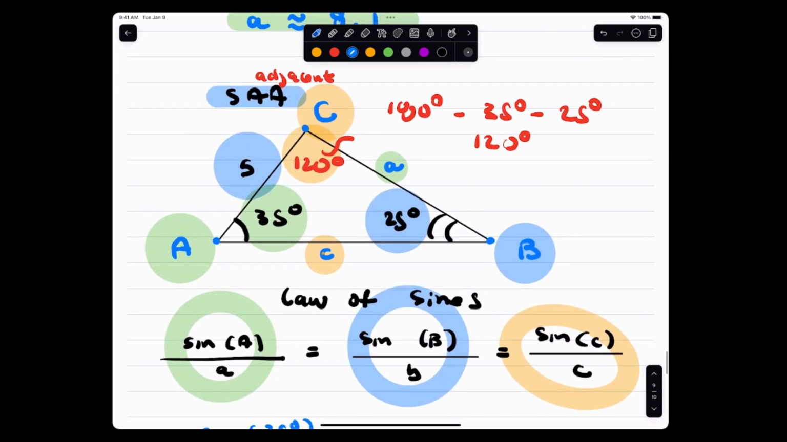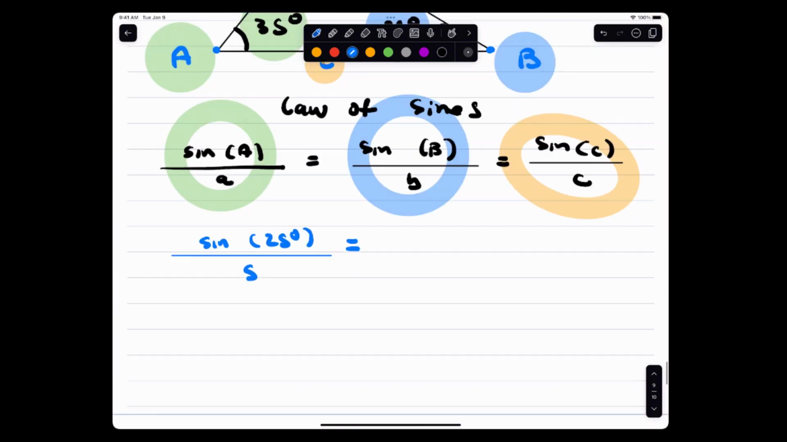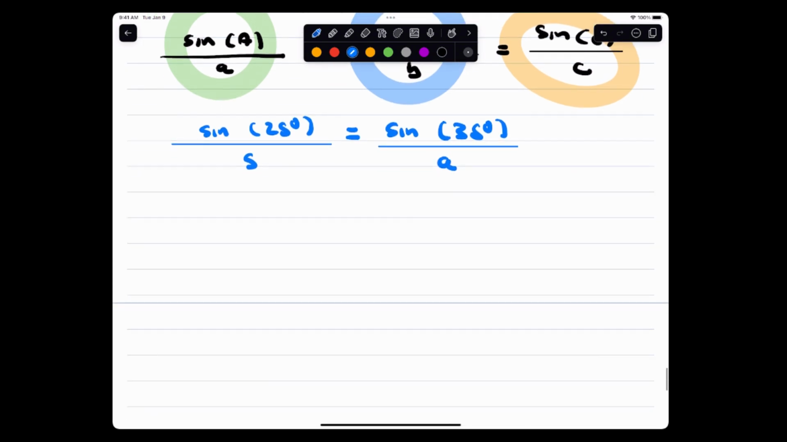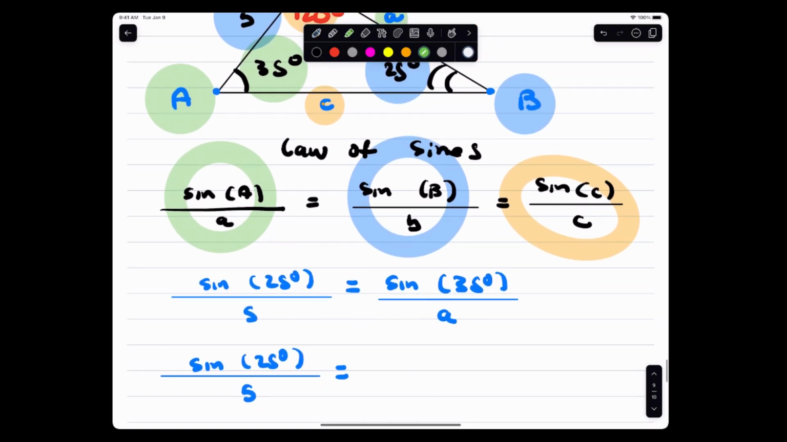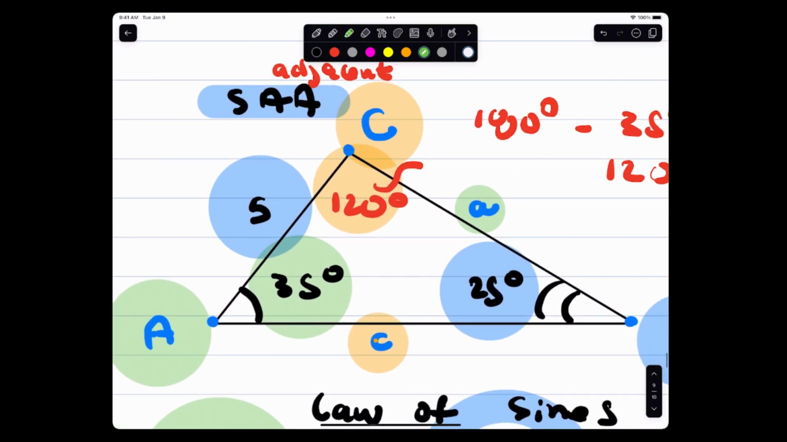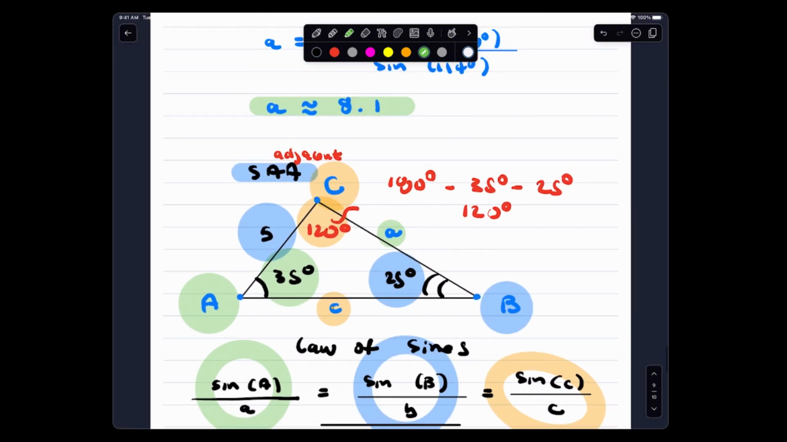Okay, now I can say, let's look at A. So that'll be sine 35 over A. So I can say this equals sine 35 degrees over what? A. Now, I could have said, I want to find B instead. Well, I'm just going to set up the proportions now. And let's focus on this portion here, the A in green. And let's now focus on C, because what does that mean in orange? Sine 120 over what? C.